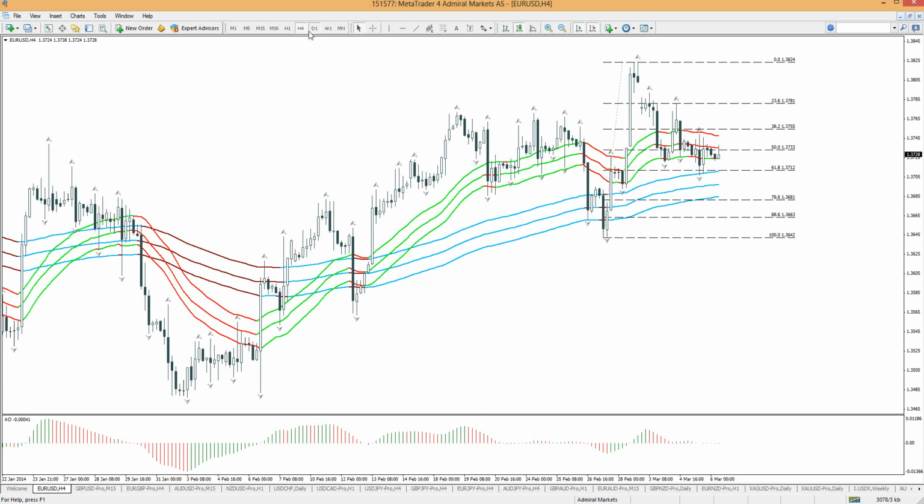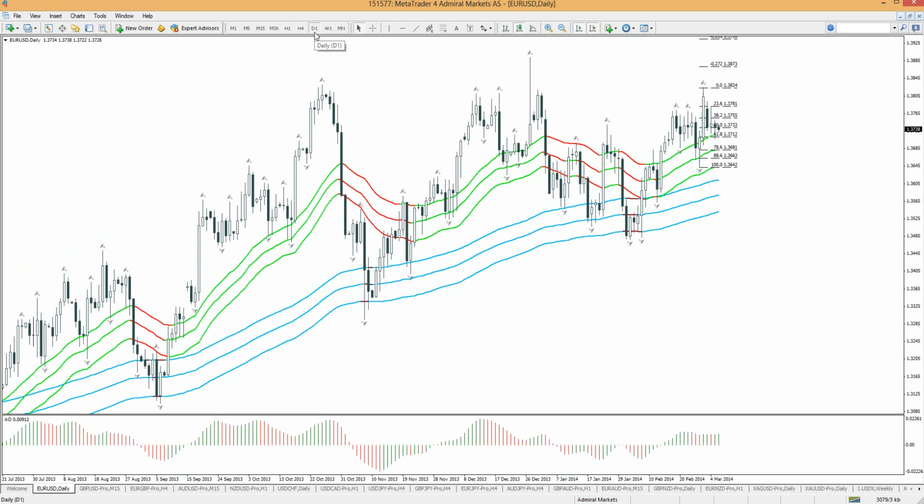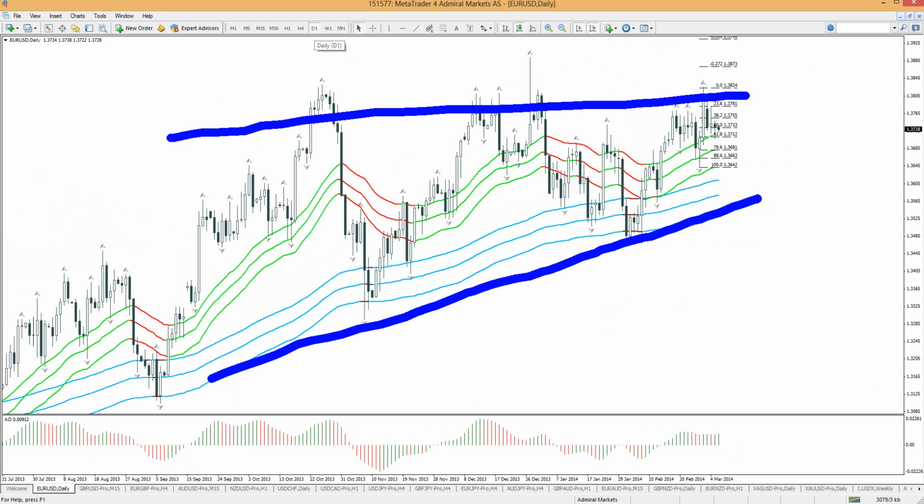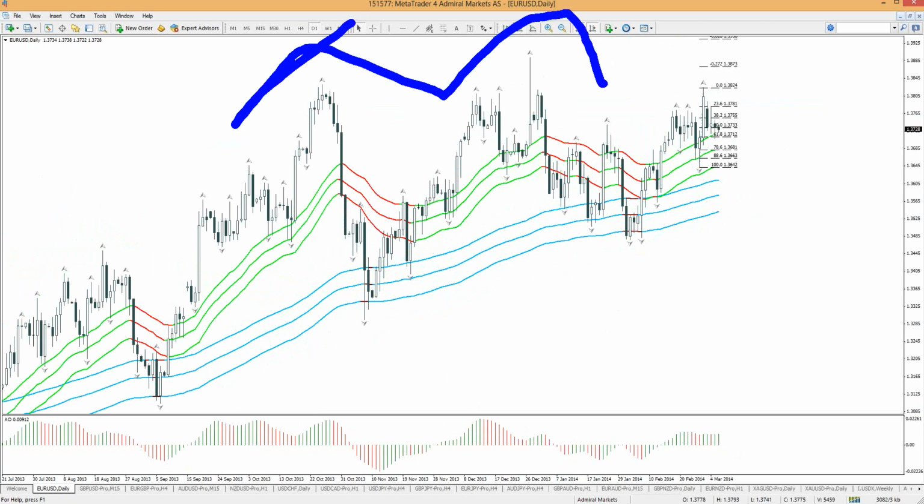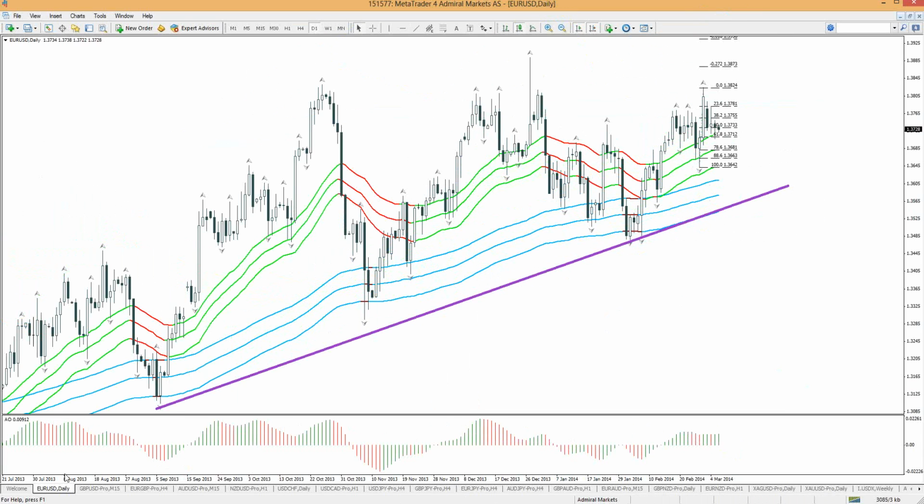So let's take a look at the daily now. Daily is kind of showing maybe an ascending wedge potential, or is it a potential head and shoulders? Both could be true. The neckline and support line, in fact, is something like here, right? Extending even further in the past.